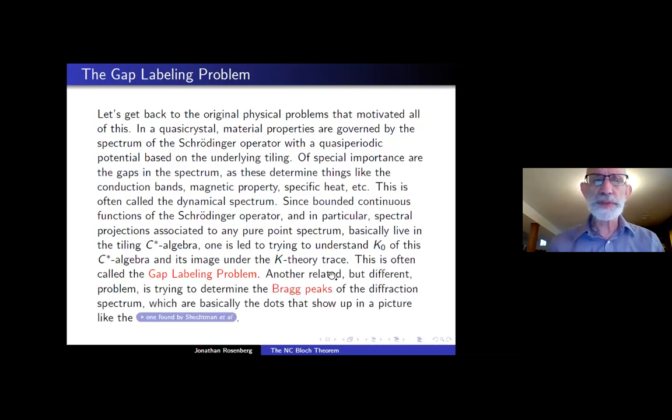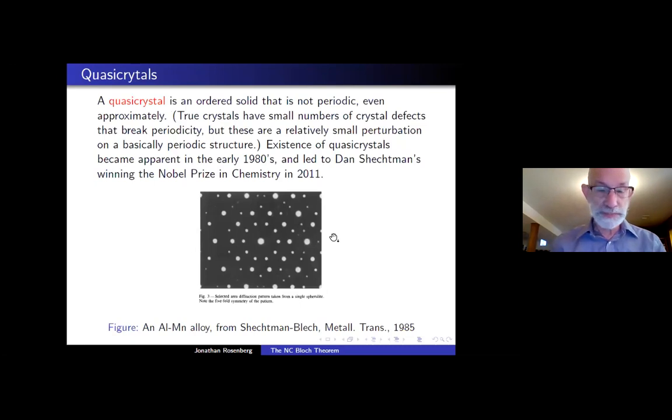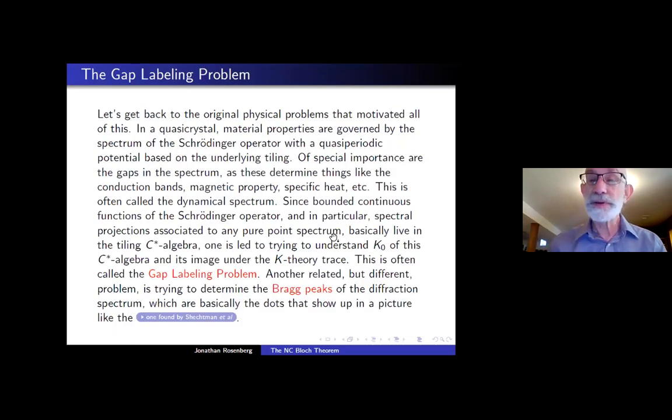Now, there's another kind of spectrum which is also relevant, and that is to try to determine what the Bragg peaks are. That's the diffraction spectrum, and it basically measures the dots that show up when you take an X-ray diffraction picture. That's not quite the same thing as the dynamical spectrum. So this spectrum and that spectrum are related, but they're not the same. In general, they don't coincide.